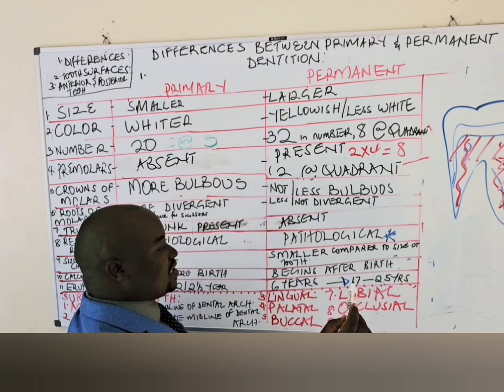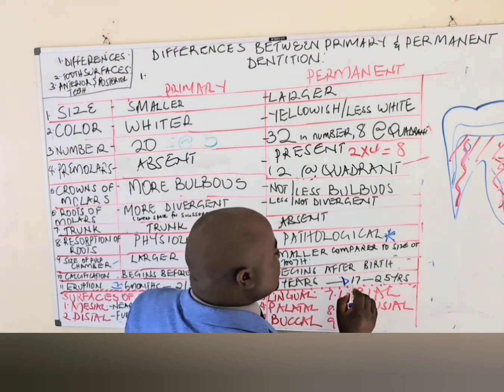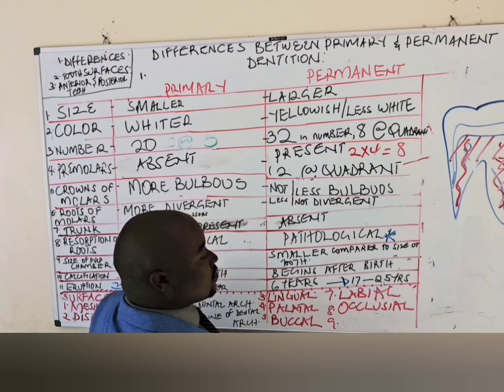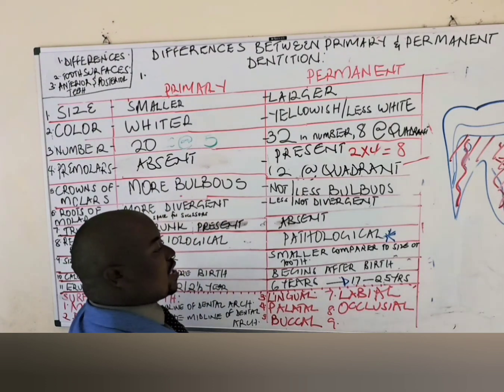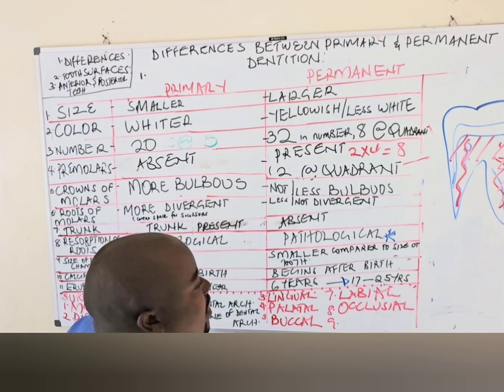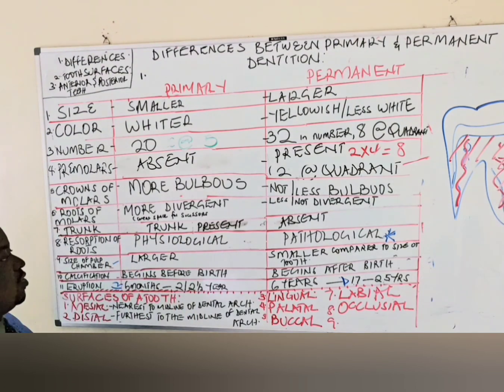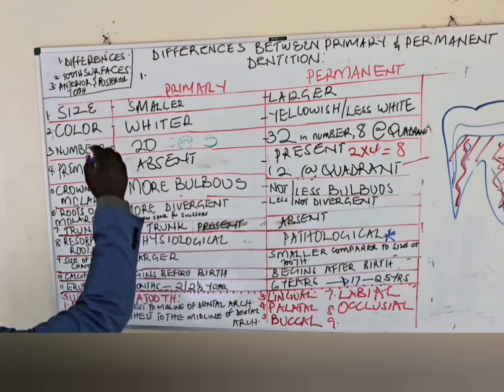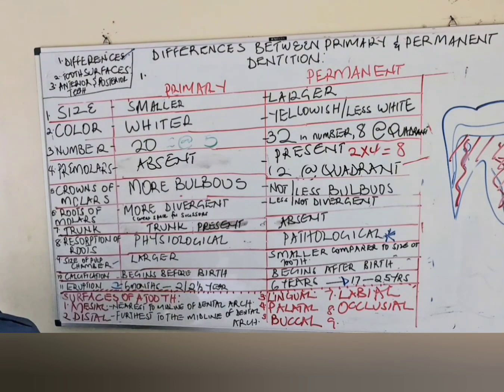Then we wait a bit up to when we shall have between 17 and 25 years, when we shall have a wisdom tooth erupting or arriving in the oral cavity. Those are some of the differences. Please, you need to note these differences because they are important during your clinical examination of a patient.